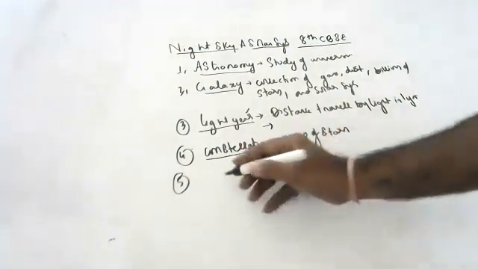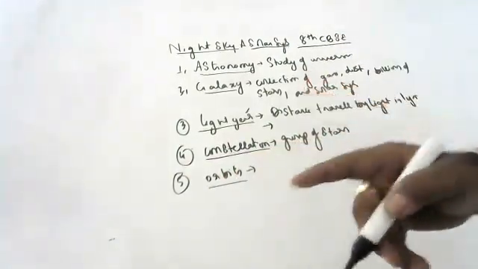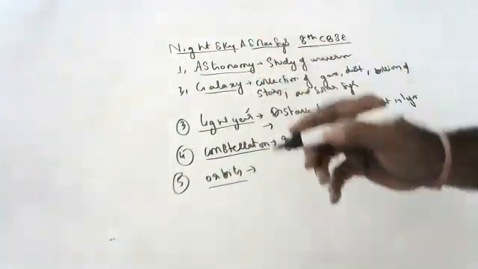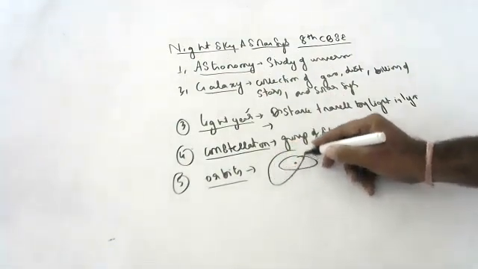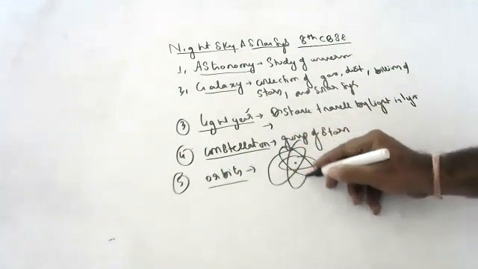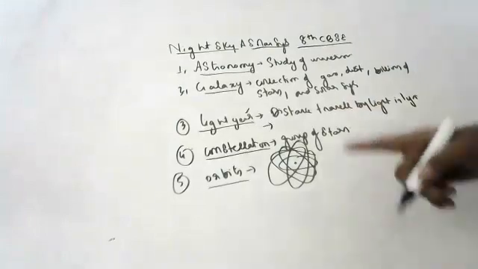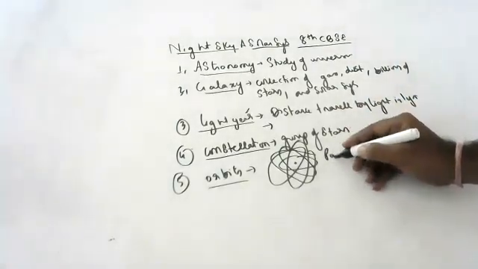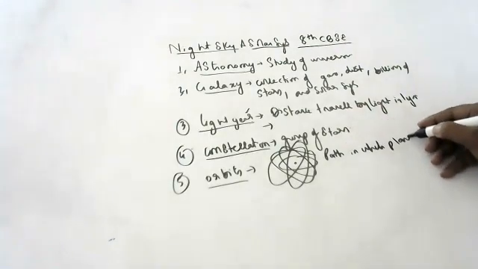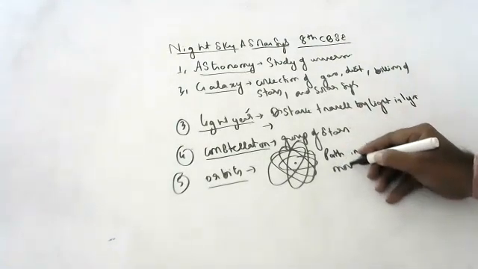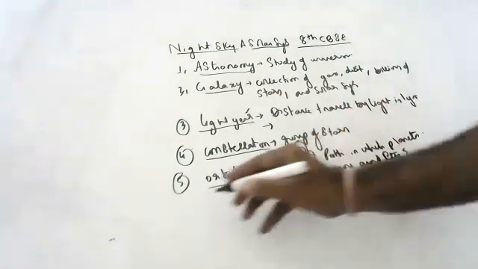Next, what are orbits? Orbit is elliptical shaped path in which planets move around the sun. If you imagine this is our sun, all the planets will be moving in different orbits. The path in which the planets are moving around the sun is called orbit.